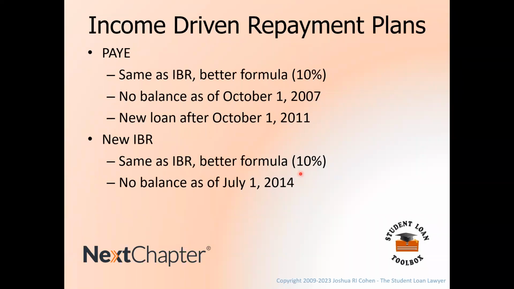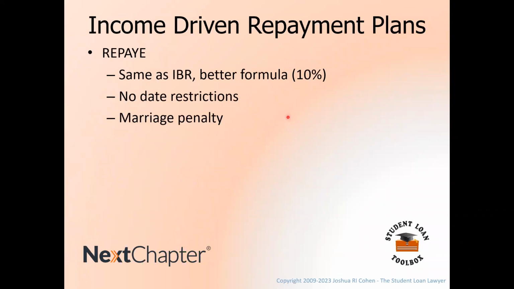Okay. And the last payment plan to discuss is Repaye, Revised Pay As You Earn. President Obama was not happy with the date restrictions on Pay. So they went back to the drawing board and they created Repaye. This has no date restriction. It's the same formula. It's a 10% formula, but has no date restriction. So now I can have it even though my loans are from the 90s. However, as the Department of Education so often does, they've got to screw the client in some way. And here they did it with the marriage.